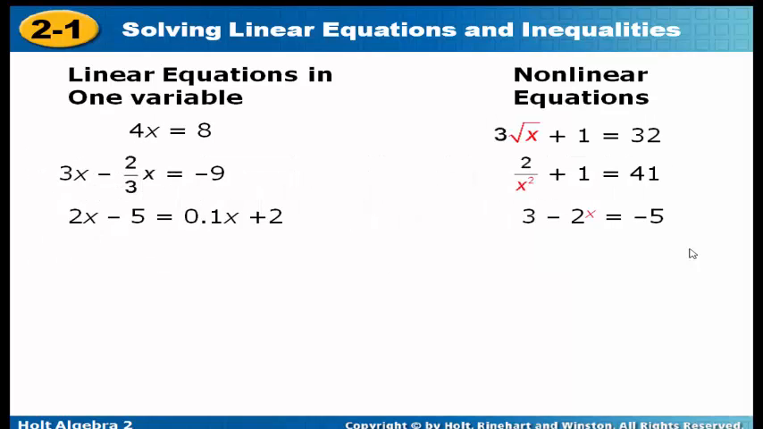Linear equations in one variable, like 4x equals 8, 3x minus 2 over 3x equals negative 9, 2x minus 5 equals 0.1x plus 2. These equations are linear equations in one variable. Non-linear equations are like these: 3 root x plus 1 equals 32, 2 over x squared plus 1 equals 41, 3 minus 2 power x equals negative 5.